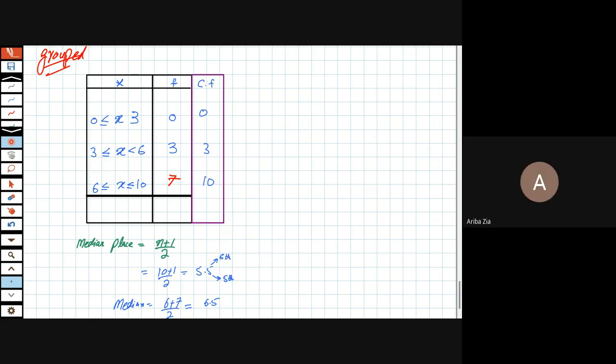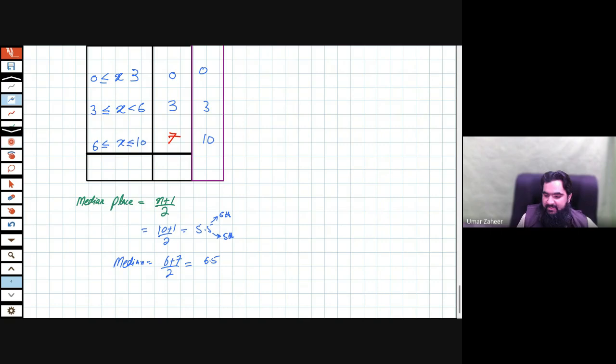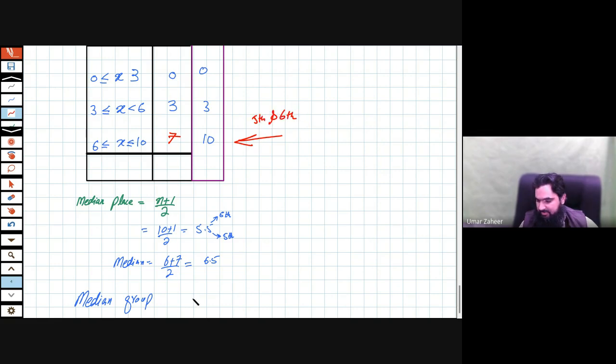Yes. So in this case, you are going to get a median group. You will not get a median value. You are getting the median group. So this is your median group, because the fifth and sixth value is going to lie in this group. So the median group is x greater than or equal to 6 and less than or equal to 10.